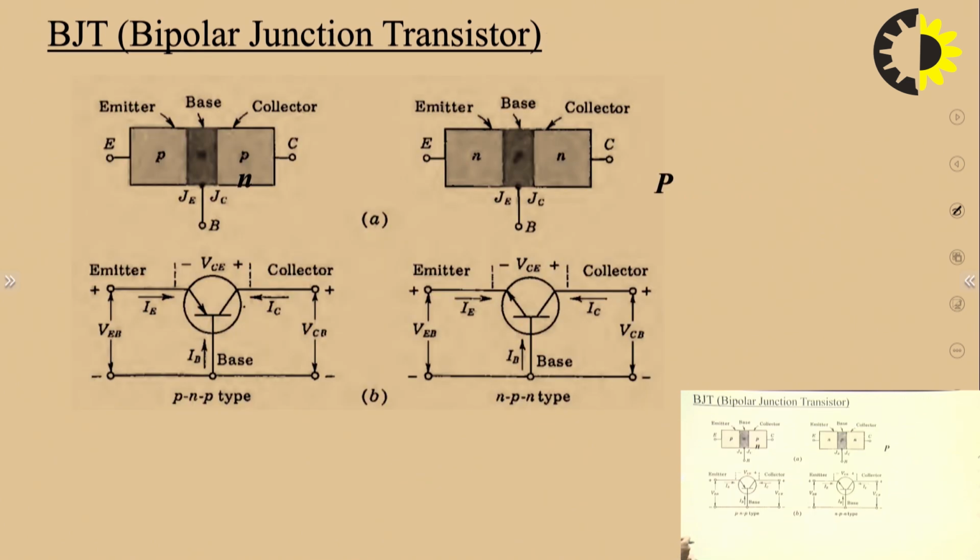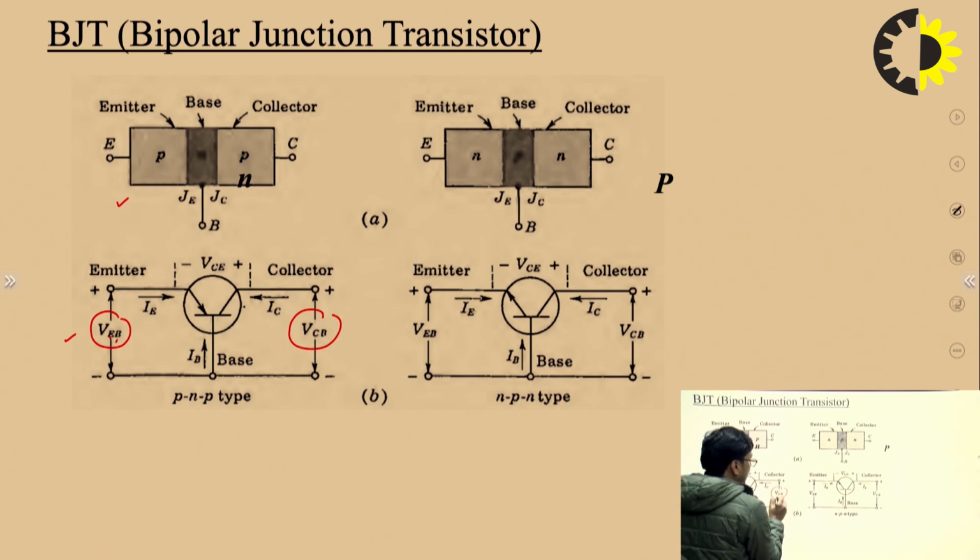So next is the diagrammatic representation of NPN and PNP, and this is in the circuit form; we need to make it in this fashion. So you can see here, this is emitter, base, collector. In between emitter and base we have a representation of voltage like VEB. This is the voltage between emitter and base. This is the voltage between collector and base, right?